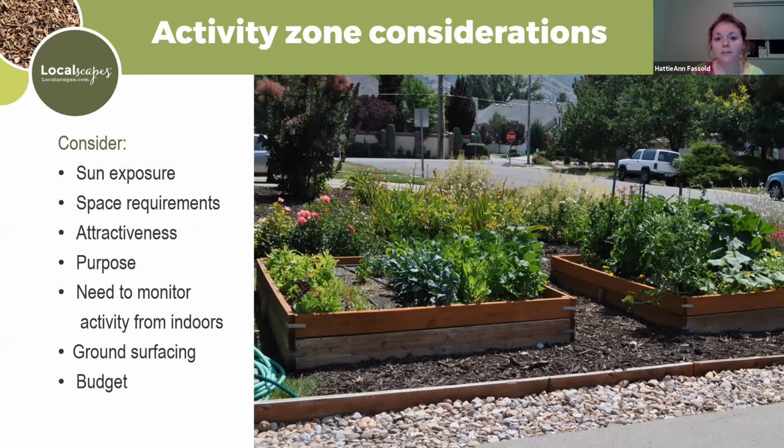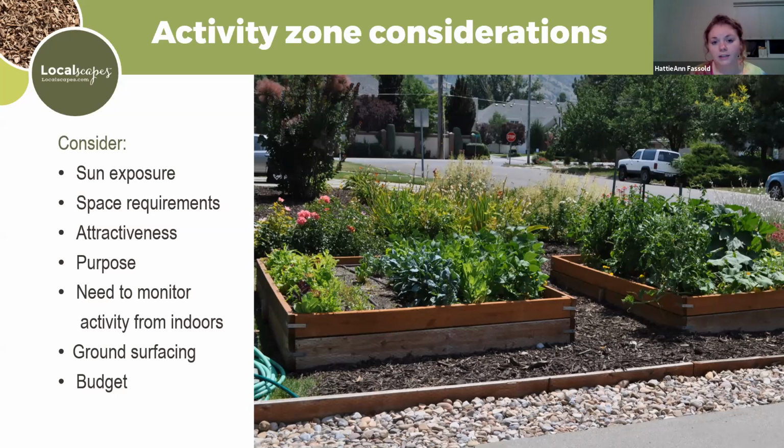Space requirements. How big is your activity zone going to be? If you have a play area for your kids, you want that area to be big enough to accommodate all the things they're going to be doing. If there's a slide, you don't want the slide running into a tree or a fence. So make sure you're keeping the space the size it needs to be for the activity. Then the look of it, attractiveness. What do you want people to see? Do you want your vegetable gardens in the front yard? It can look cool, but some people wouldn't want that to be something that people see all the time. Again, think of the purpose of your activity zone.